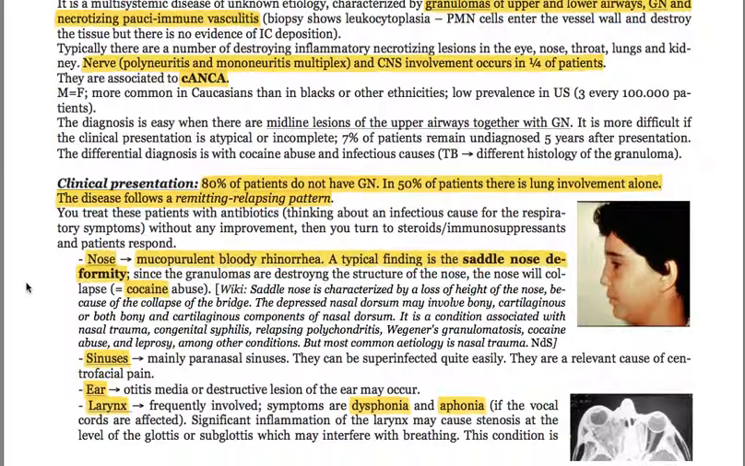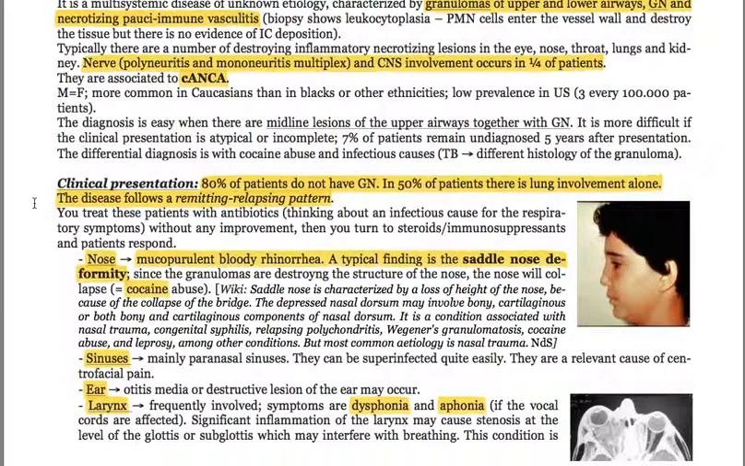80% of patients do not have glomerulonephritis. In 50% of patients, there is lung involvement alone. The disease follows a remitting relapsing pattern. You treat these patients with antibiotics, thinking about an infectious cause for the respiratory symptoms, without an improvement. Then you turn to steroids and immunosuppressants, and patients respond, typically.